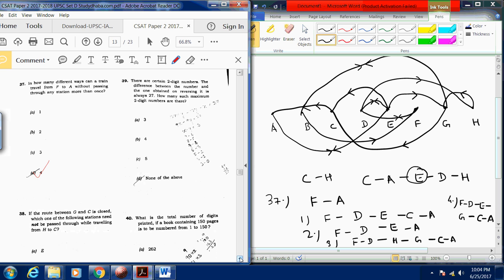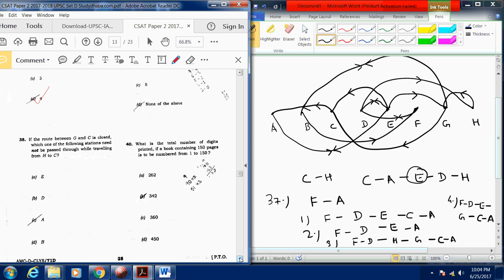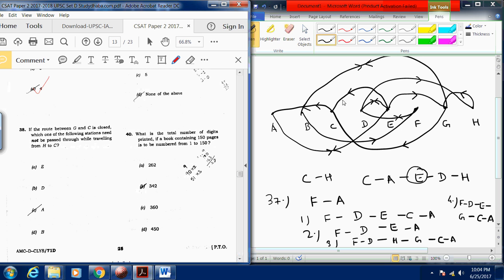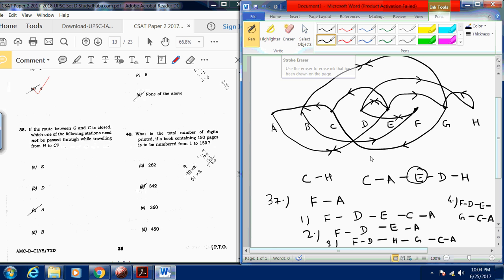Now next is, if the route between G and C is closed, which one of the following stations need not be passed when traveling from H to C? Now you are closing G and C. So let's close G and C. G and C you closed. So now we have to pass from H to C. Now let's see.